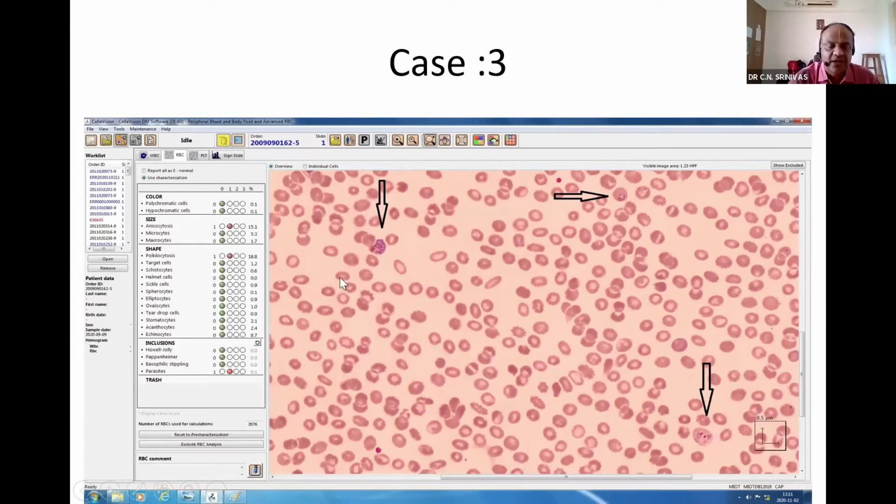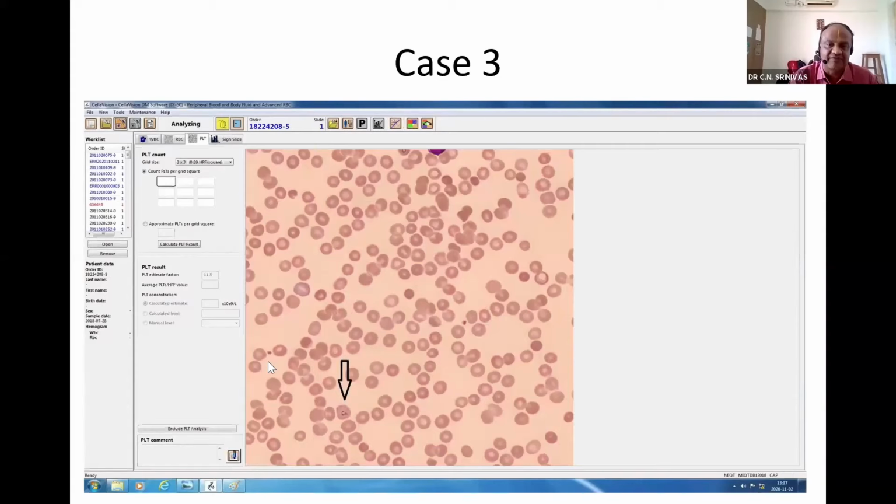Okay. Now, on your right hand side, I want you to see these images of the malarial parasite. But on your left hand side, if you go to the RBC characterization, you have parasites which have been flagged here as red. So that's the advantage of the CellaVision, where you will be able to pick up the digital images beautifully well. So this is again a classical picture of the malarial parasite here.